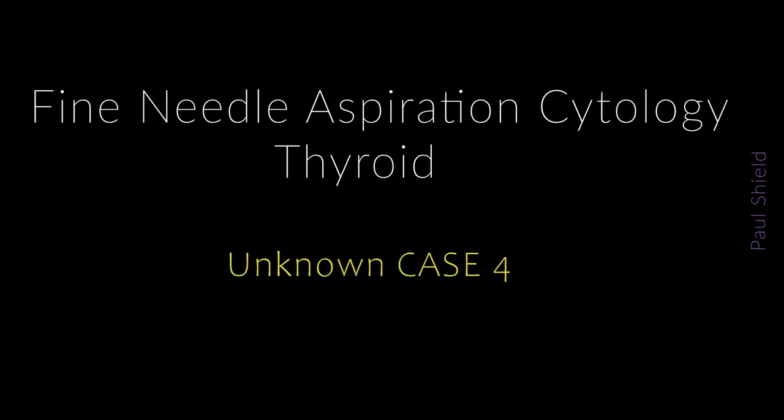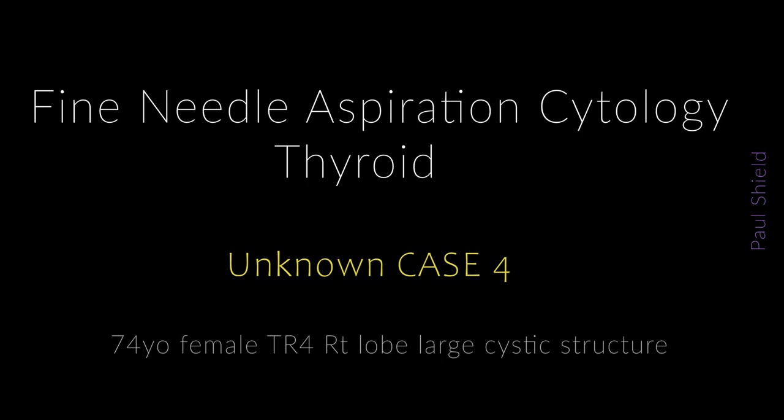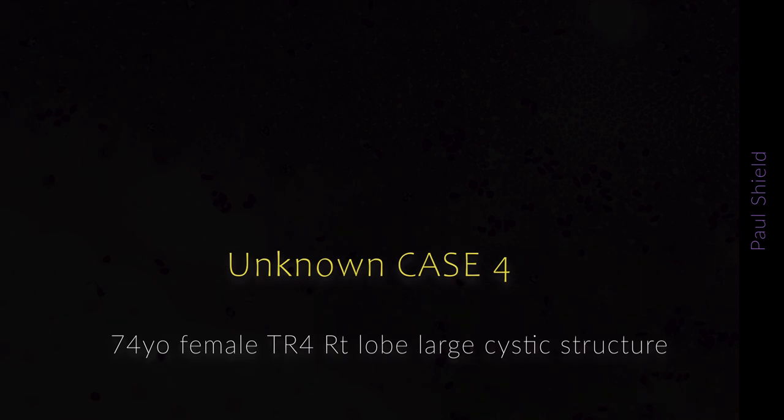G'day, it's Paul. This is a thyroid case. It's from a 74-year-old female who had a TIRADS 4 lesion in the right thyroid, and it was described as a large cystic structure. See what you think.